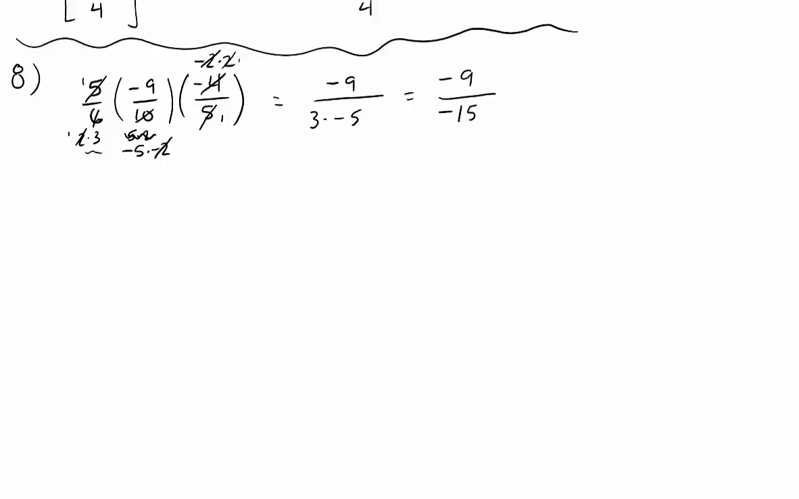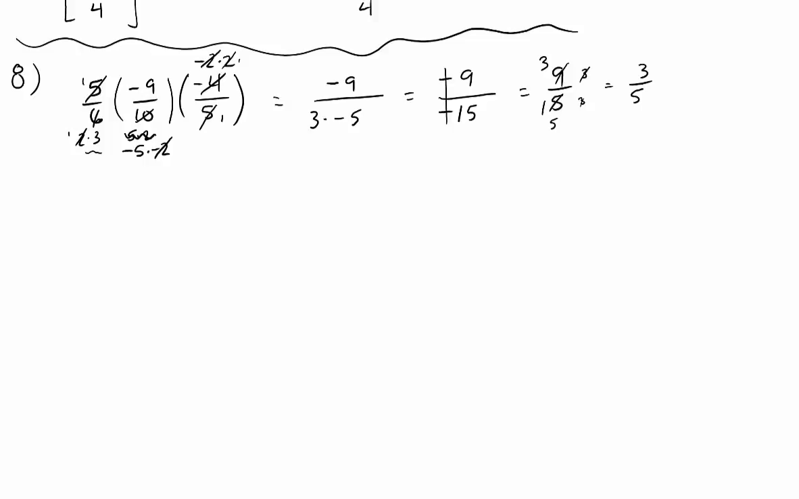The two negatives cancel out. This becomes, oh, you know what? Let's keep going. 9 over 15. And I can say, well, I can pull a 3 out of each one of those. All right? And this would become 3, and this would become 5, so the answer becomes 3 over 5.